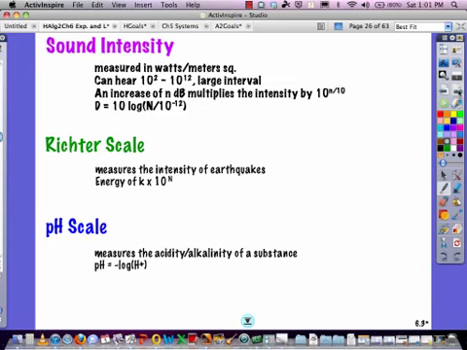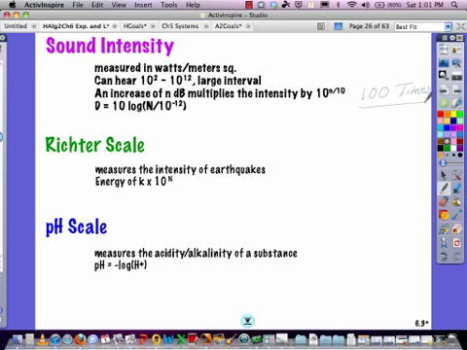So, an example: if I have one sound that measures 10 to the 5th, and I have another sound that measures 10 to the 7th in terms of sound intensity, then you should be able to tell me that 10 to the 5th and 10 to the 7th is a difference of 2 powers of 10. But 2 powers of 10, we know, is, sorry, 10 to the second is 100. So we would say the one sound would be 100 times more intense than the other.